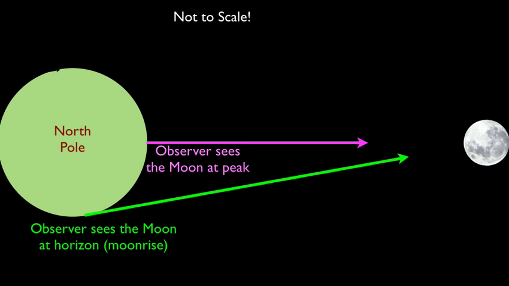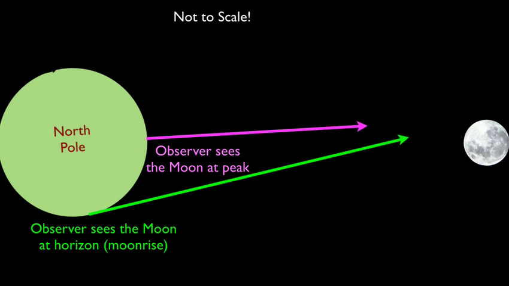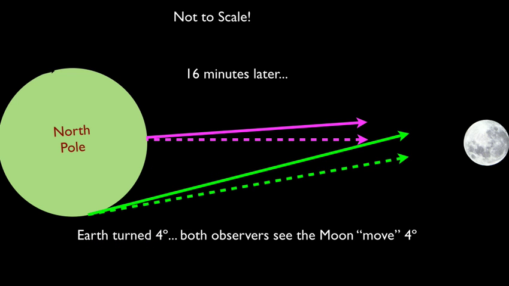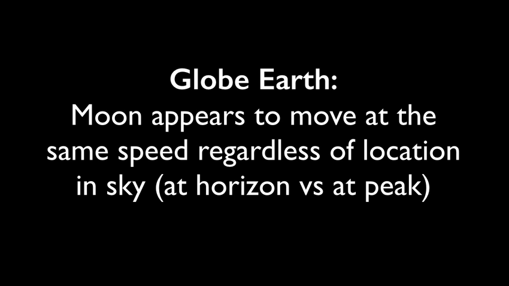Here's a demonstration of what an observer on the equator might see when the moon is at its peak and when the moon is rising. This diagram is not to scale, just to illustrate the change in angle as the Earth turns, as we look straight down at the North Pole. As the Earth turns over 16 minutes, it moves 4 degrees. Thus, both observers see the moon 4 degrees away from where it was at the start. This means that in the globe Earth model, the apparent speed of the moon won't change from horizon to peak because the moon is so far away.